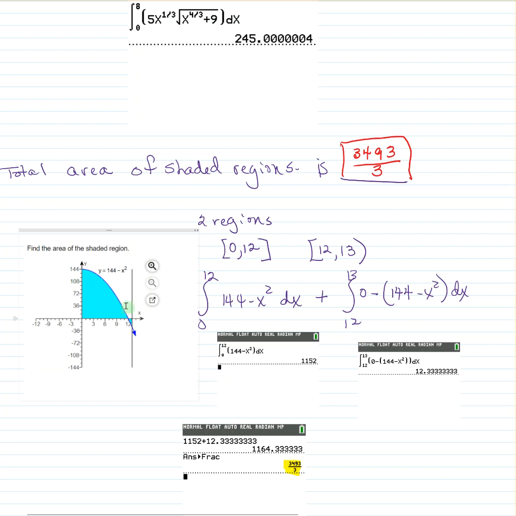So whatever's on top goes first. Whatever's on the bottom is what you subtract. So for the second little piece, it was y equals 0 on top. There you go. Minus the parabola.